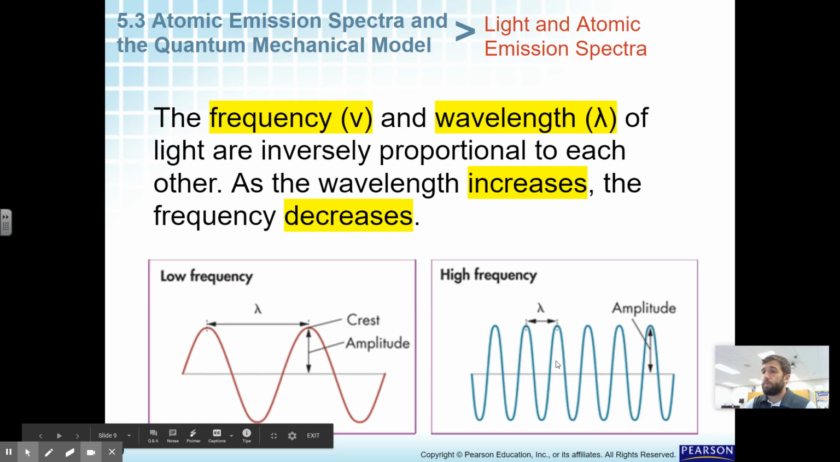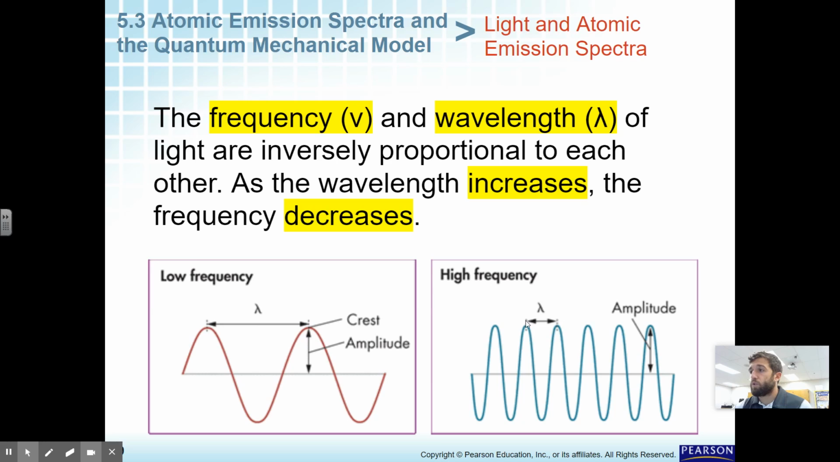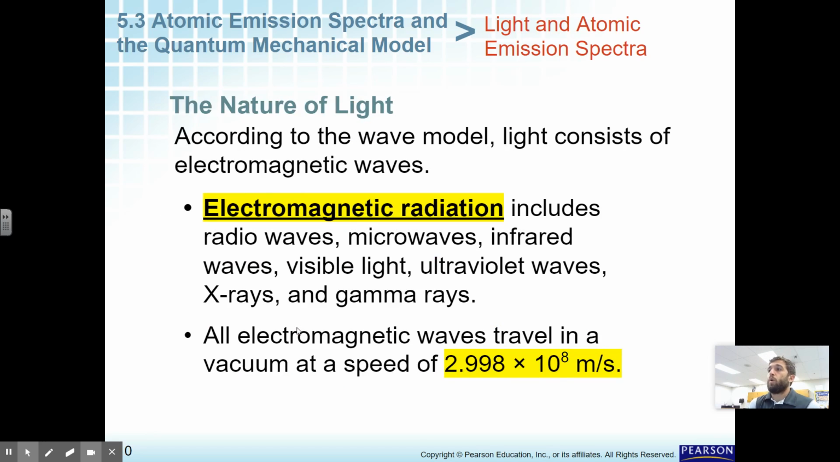Okay, there. So this has a higher frequency, and the wavelength, if you look right there, is shorter. It's a shorter distance than right here. So you can't increase the frequency without decreasing the wavelength, and you can't decrease the frequency without increasing the wavelength. It does not happen. It has to happen that way. So we combine all this to talk about the electromagnetic radiation spectrum.